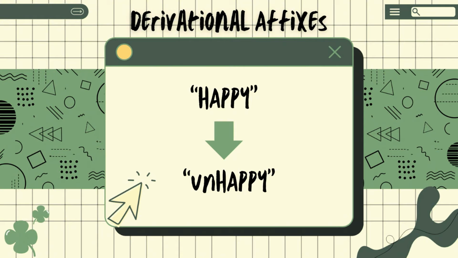Next, let us discuss derivational affixes. English words can be modified with derivational affixes, which are prefixes or suffixes that change a word's meaning or class. For example, adding "un" to happy forms unhappy, changing its meaning. Or adding "ness" to happy makes it happiness, changing it from an adjective to a noun. This flexibility lets English speakers create new words by combining roots and affixes.